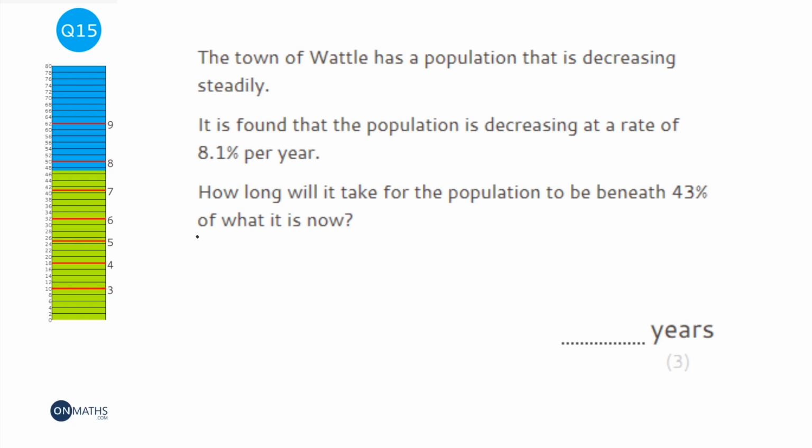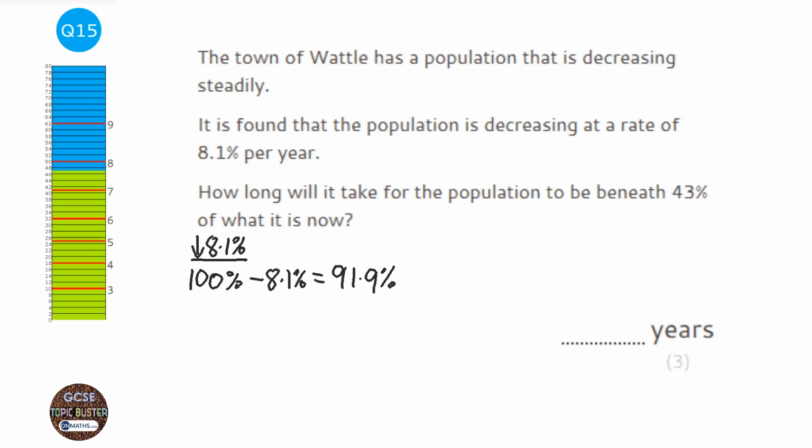So it says it's decreasing by 8.1%. So let's work that out as a multiplier. We always start off with 100%. We're taking away 8.1% because it's decreasing. So we can do that on the calculator or in our head. Hopefully the answer is 91.9%.